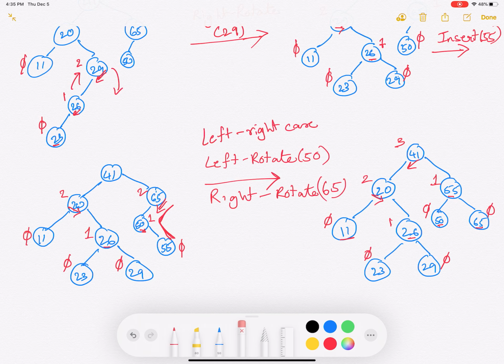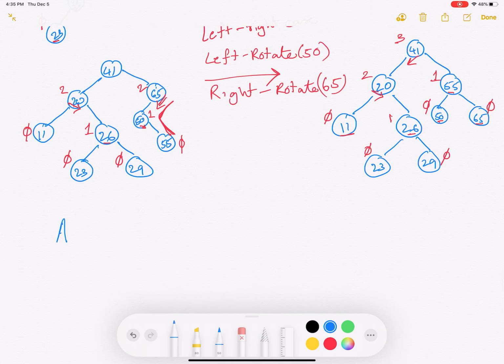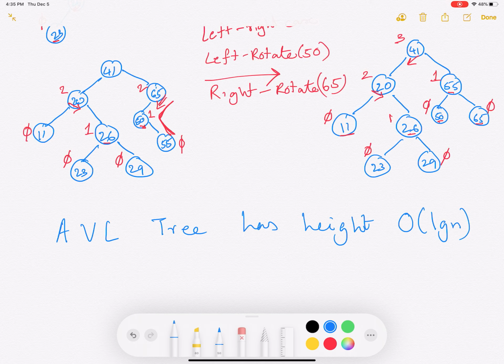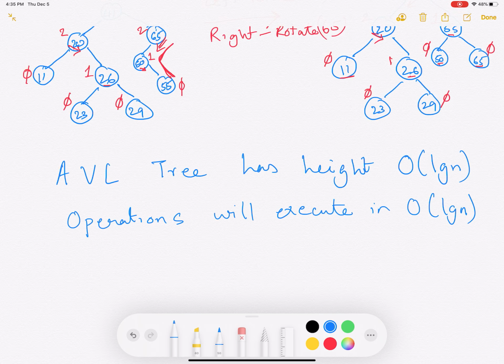Now, by doing this, an AVL tree has height O of log n. Hence, all operations will execute in O of log n. So this is why AVL trees are so important.